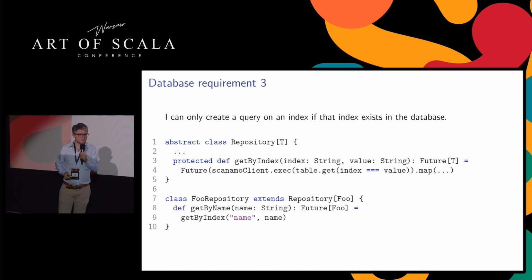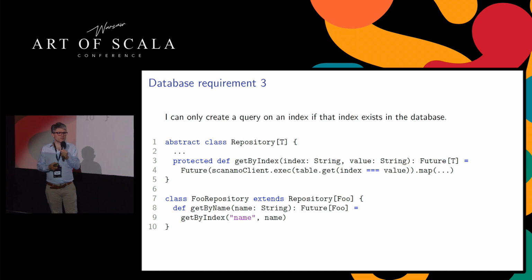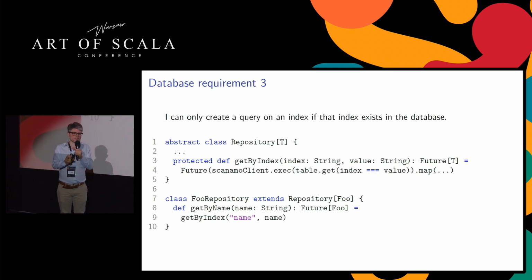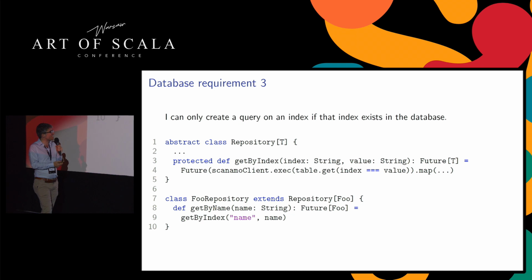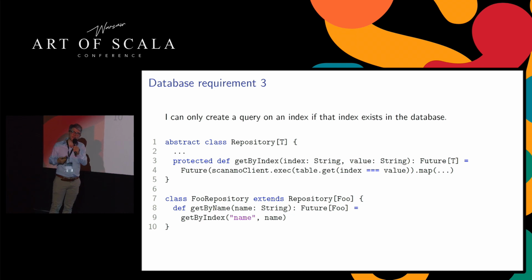And then in a specific repository, we would just say get by index with index name and with some value. But this does not guarantee us that this index actually exists. So this is not strong enough, I think. So let's see how we can solve that with our new database representation.